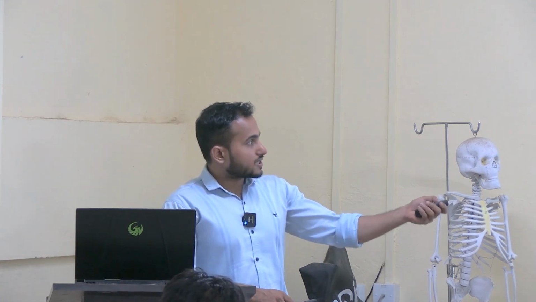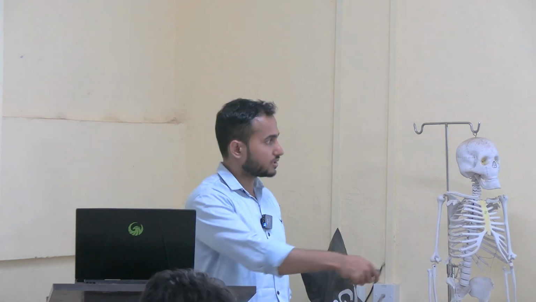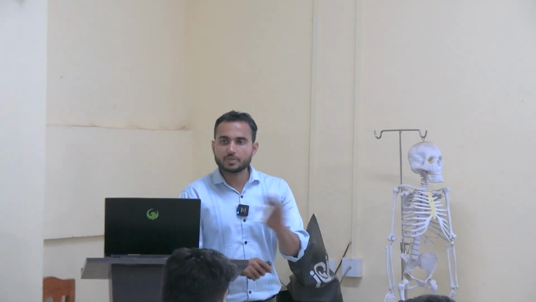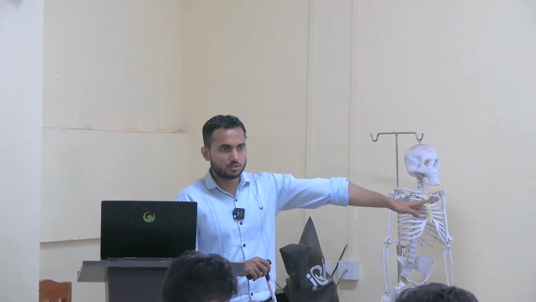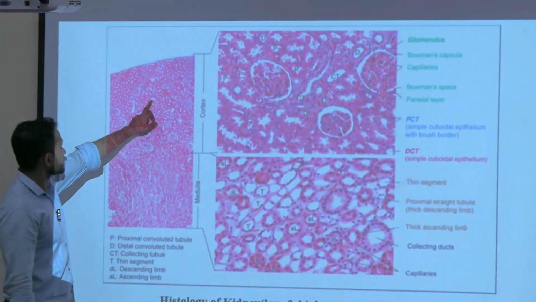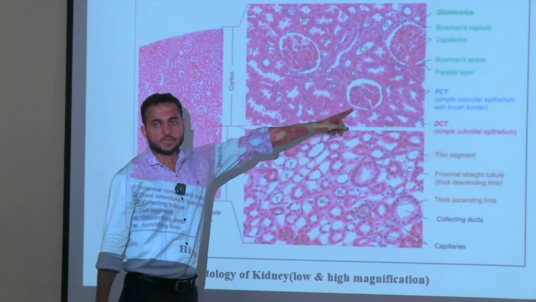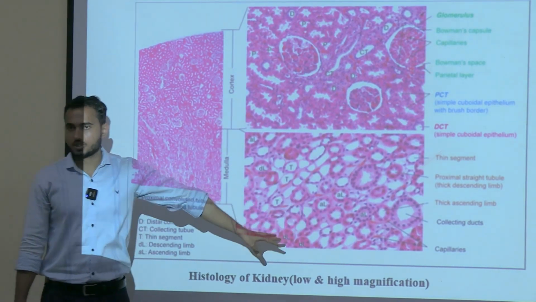So that was the cortex. What is this? This is medulla. So in medulla first of all you have to note that you will not be able to see any renal corpuscle. Can you see any renal corpuscle? No. Look, these are the renal corpuscles. Okay, look, these are the renal corpuscles. So this can only be seen in the cortex. In medulla it is not visible, you will not see it.